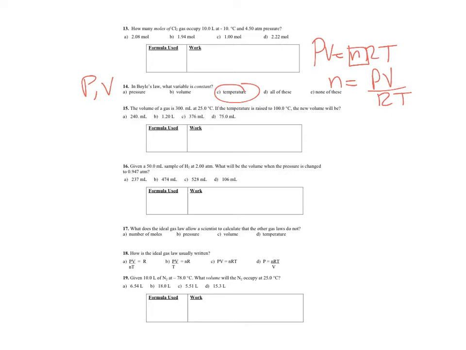Okay, 15, I'm going to switch colored pens, is about volume and temperature, and that is Charles. And again, the full solution to that is in the answer packet. Number 16 is about volume and pressure. That's going to be Boyle's law, and that's how you tell.